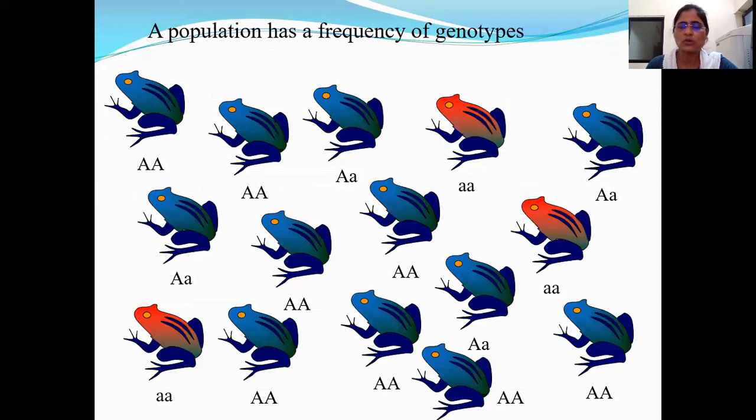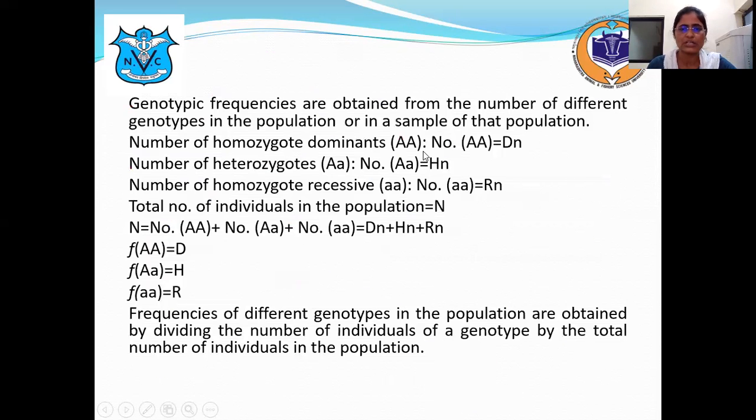homozygous recessive. So when we are going to calculate genotypic frequency in the population, first of all we need to know what genotypes are present for that particular gene in the population. So here we will have three different genotypes in our population of frogs. There are 15 individuals present in our population. So first of all, the genotypic frequencies are obtained from the number of different genotypes in the population or in a sample of that population.